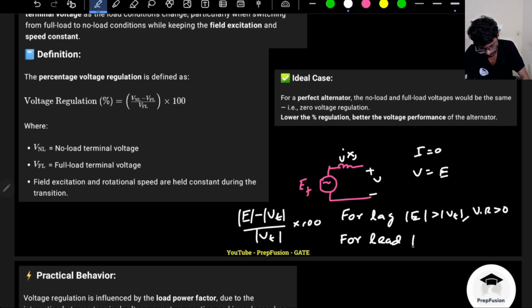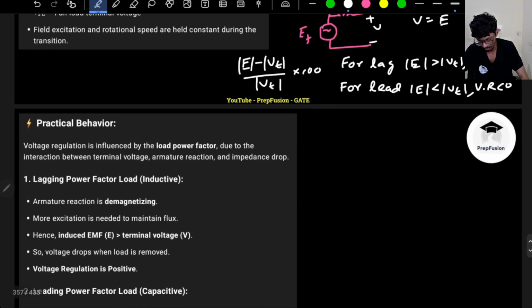For leading load, the voltage regulation can be negative because the magnitude of E can be lower than Vt. This case we have done, I have proven it to you. So voltage regulation can be negative, not always, but it can go negative. These are a few important things to understand.